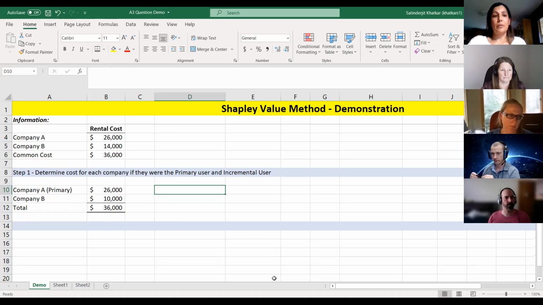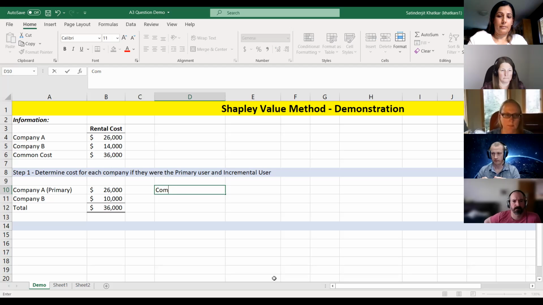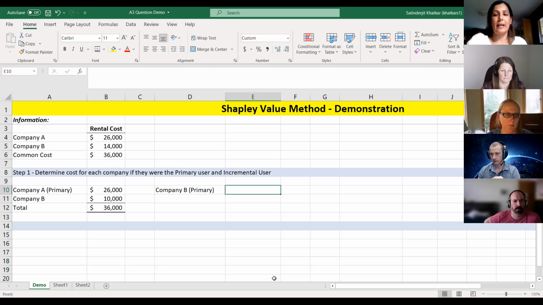So you do the same thing, but you flip it. Now you make company B primary, and then therefore company A is your incremental user. So looking at company B as primary, what would they pay? Would it be 14,000? Yes. As a primary party, they would pay what they would have paid had they done this on their own, which is 14,000.